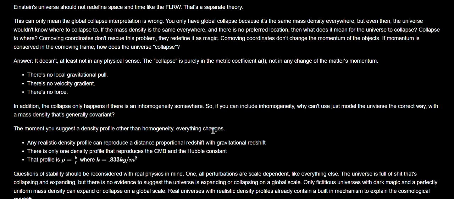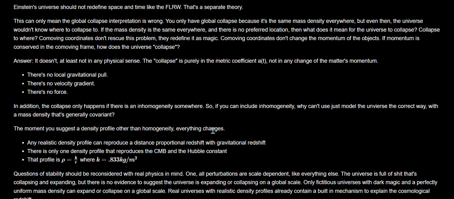Okay? Once you have a real density profile, like we're talking about a real one, then now you suddenly can produce a distance proportional redshift. The gravitational redshift allows this. Once you get rid of homogeneity and you use a real density profile, you don't need an explanation for the cosmological redshift.